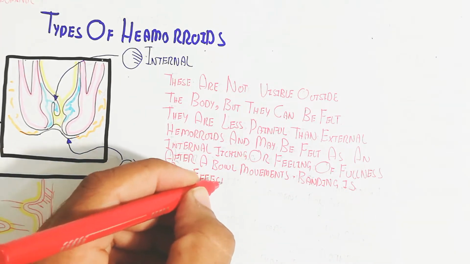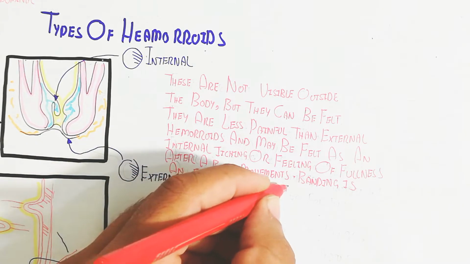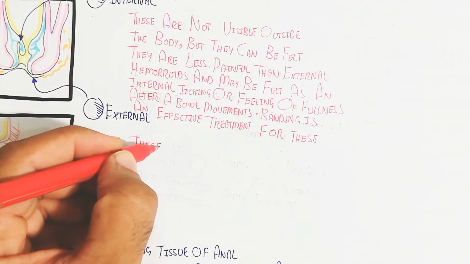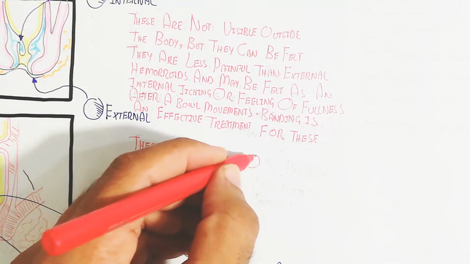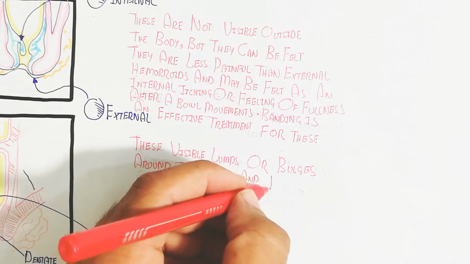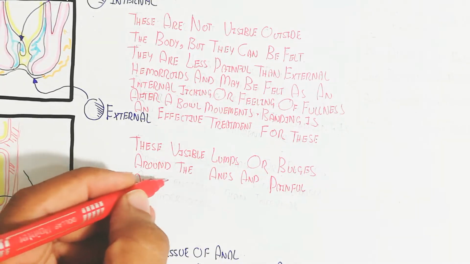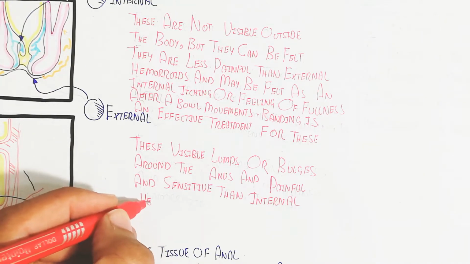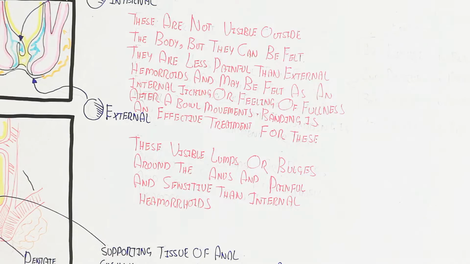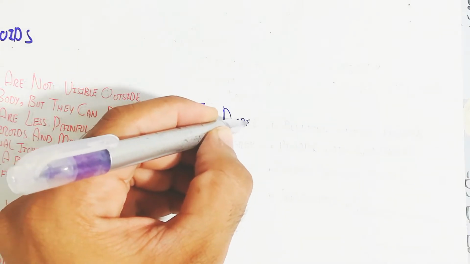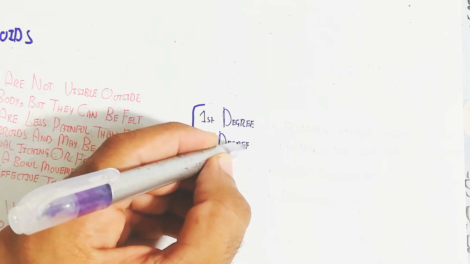External hemorrhoids are visible lumps or bulges around the anus, and they are painful and can be examined easily, and are more sensitive than internal hemorrhoids. So this is the internal and external hemorrhoids or piles. Let's begin to understand the treatment option. Remember that we are just understanding the hemorrhoid overview. This is a lot of information, and I am missing some in this video.